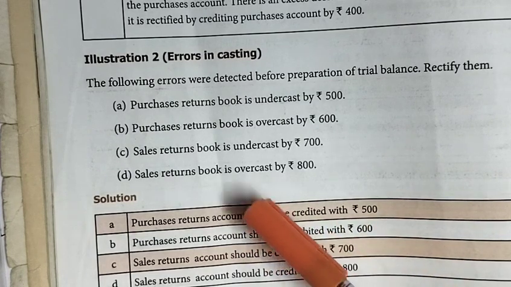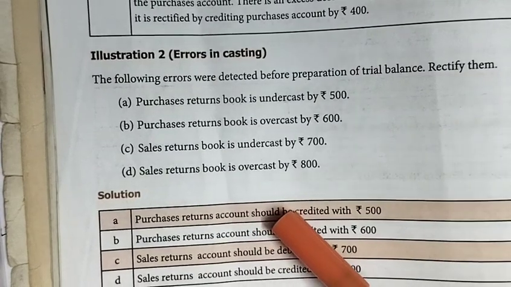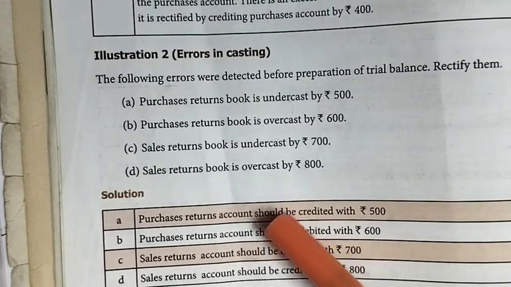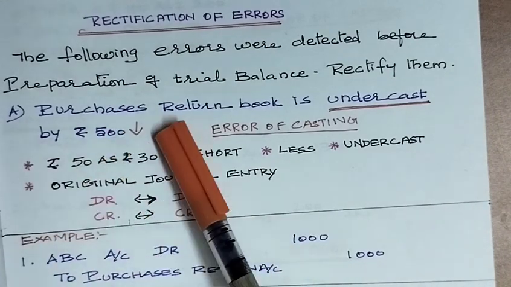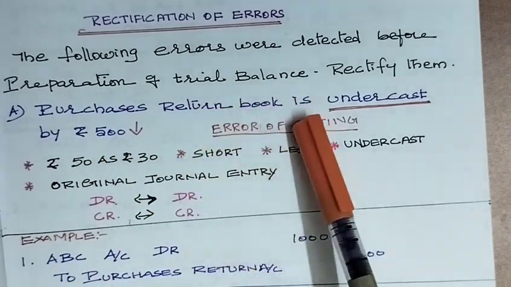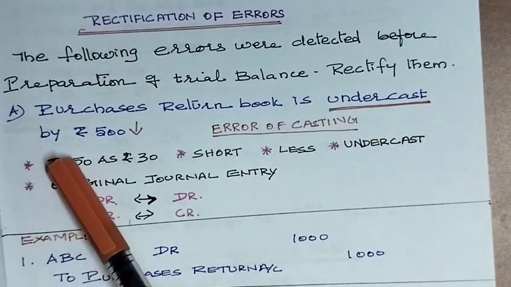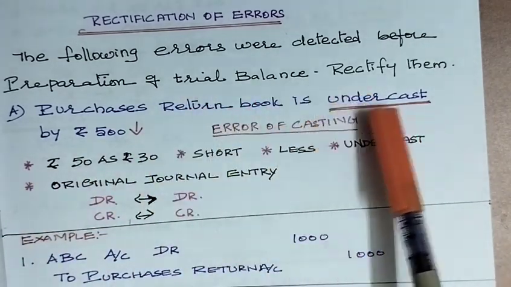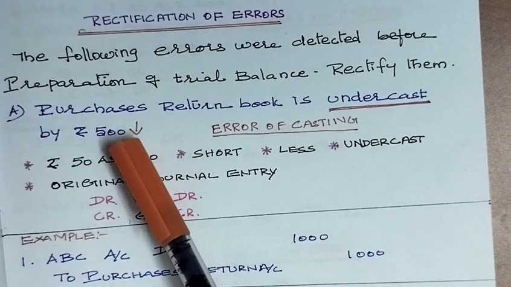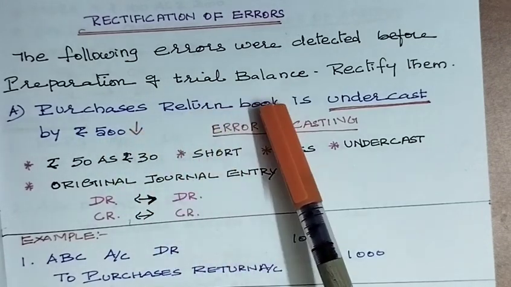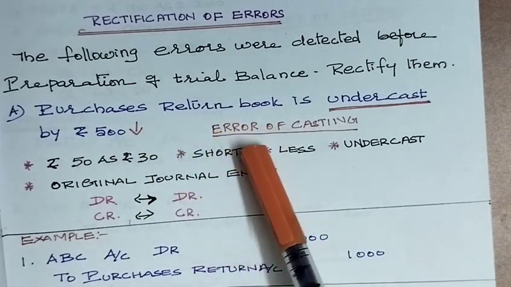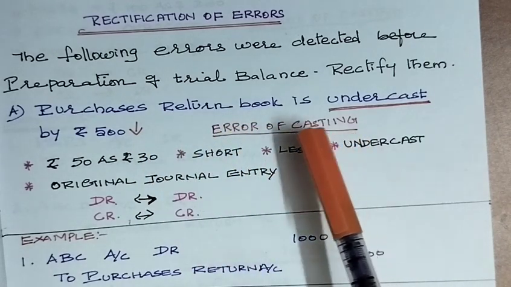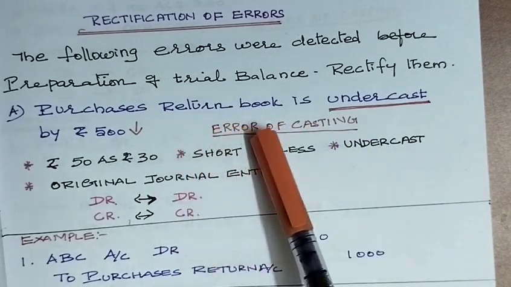How did we arrive at this solution? Let me explain. Listen, what does the transaction tell us? Purchases return book is undercast by rupees 500. Undercast means 500 rupees decreased in purchases return book. This is the error. What kind of error? Error of casting.